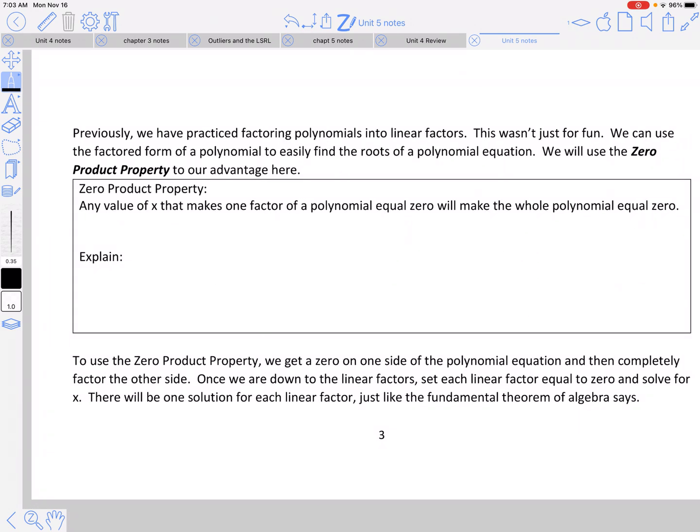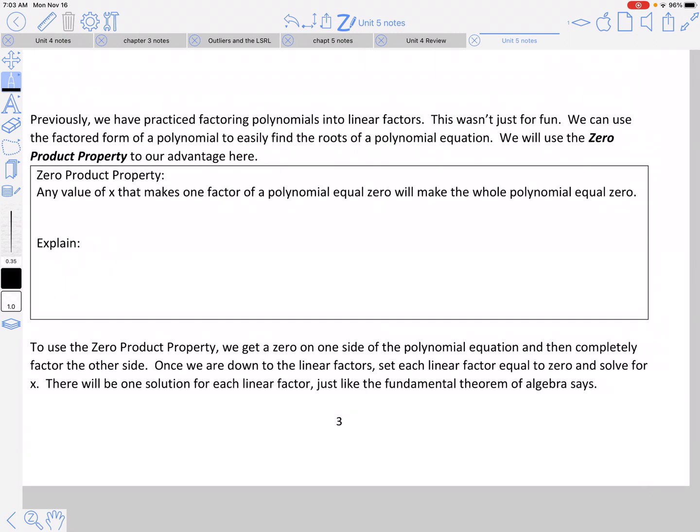Okay, so the zero product property. Read through this. Any value of x that makes one factor of a polynomial equal 0 will make the whole polynomial equal 0. So just kind of think, if I had 3 times x, we don't know what x is, but it could be any number, right? And then we find out that it equals 0. 3 times what can create 0? There's no other options, right?